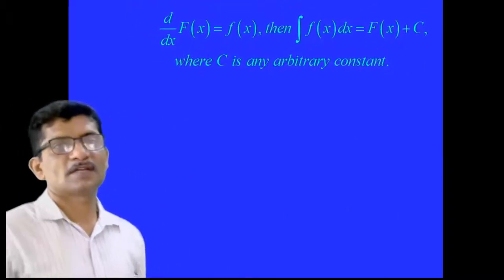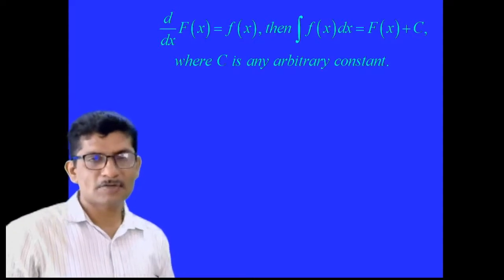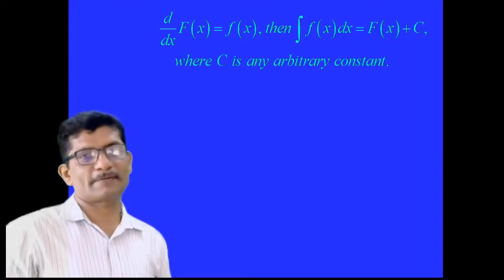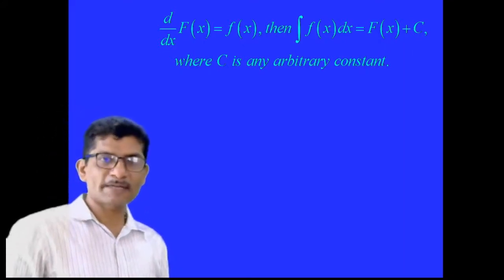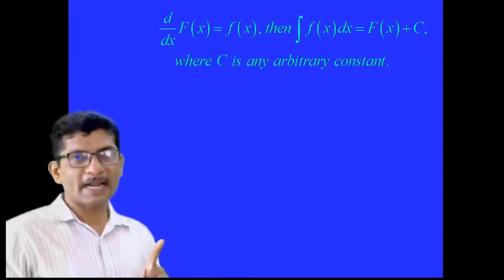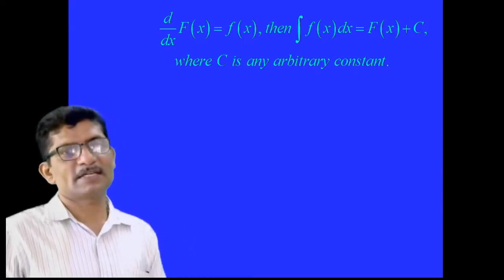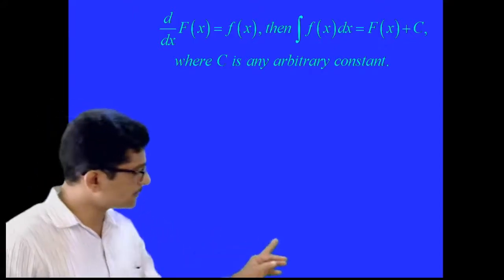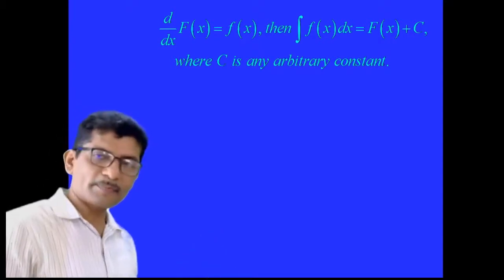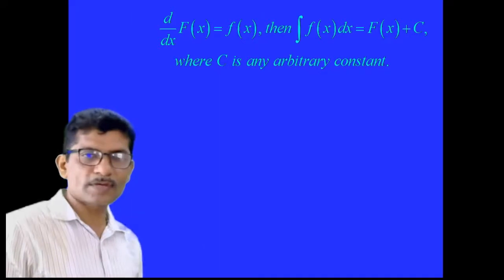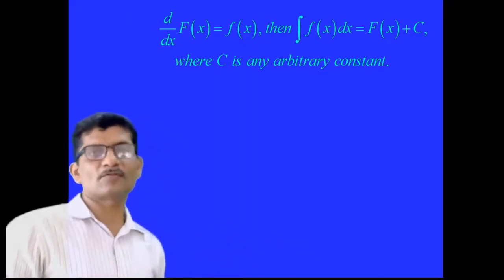Is it clear? Here, simply, the derivative of capital F of x is small f of x, and the integral of small f of x with respect to x is equal to capital F of x plus C. Writing C is very important. This C is called the arbitrary constant, because the derivative of x square is 2x, the derivative of x square plus 1 is 2x, the derivative of x square plus 2 is 2x, the derivative of x square minus 3 is 2x.